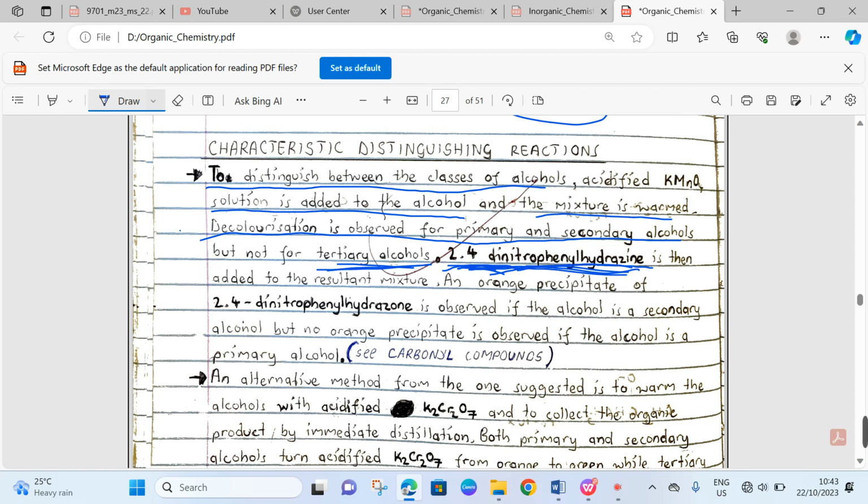Remember, when you added acidified potassium manganate to the tertiary alcohol, we said there will be no decolorization, right? But with a primary and secondary alcohol, the primary is oxidized directly to a carboxylic acid, and with secondary you've got the carbonyl, the ketone. So they are saying an orange precipitate of 2,4-dinitrophenylhydrazine is observed if the alcohol is a secondary alcohol, but no precipitate is observed if the alcohol is a primary alcohol. I'm going to touch on this in the next topic. That's why I indicated there to see carbonyl compounds. Okay, that's all.